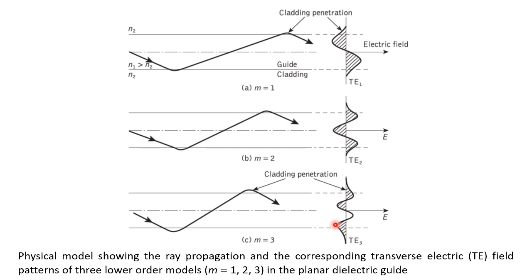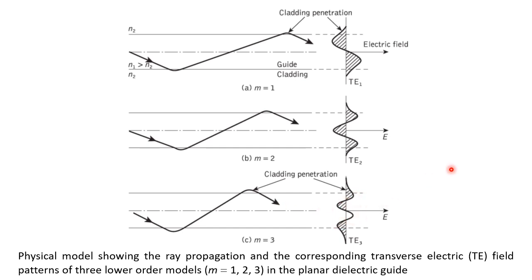Such distribution of electric field is referred to as the mode. Okay, so the picture is showing the transverse electric field patterns. So these are the different modes. For m equal to 1, modes are identified with the number, m equal to 1, like m equal to 2, m equal to 3. So the more the mode number, the higher will be the incident angle, and the number of maxima will be higher.